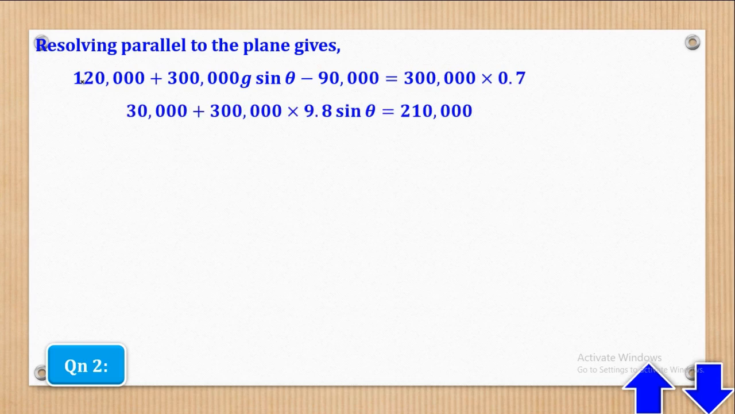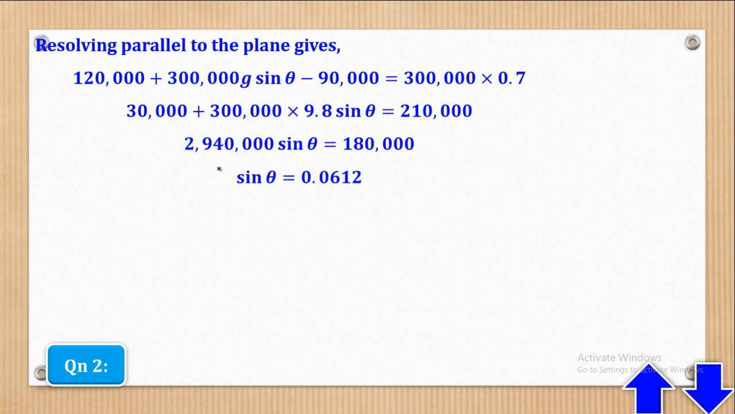When I simplify, I'll come up with this, and when I simplify further, I'll come up with that, and further, I'll come up with sine theta equal to that. When I make theta the subject, it will be 3.5101 degrees. So basically that was Roman 1.